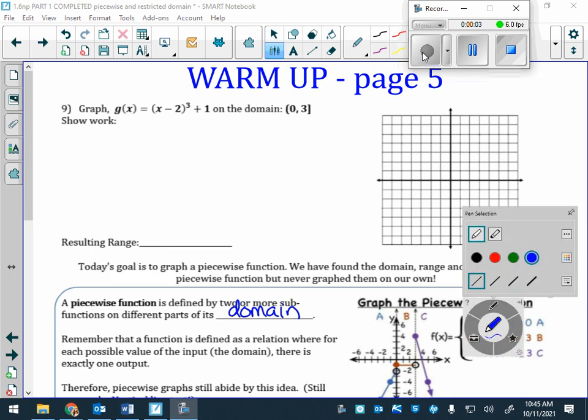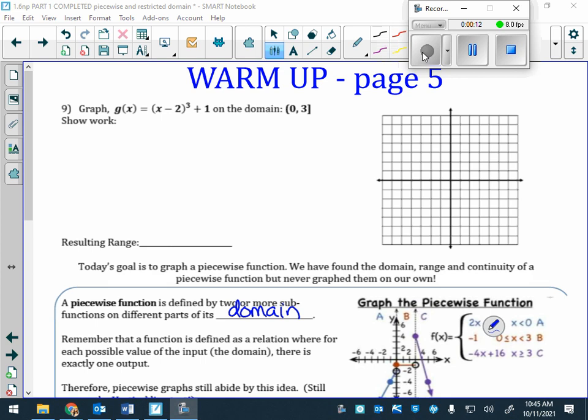Okay, we're given an equation, which is what type? What's the parent function? Yeah, Andrew. Good. So this is a cubic function. Okay. How do I know what to graph? What do I do?